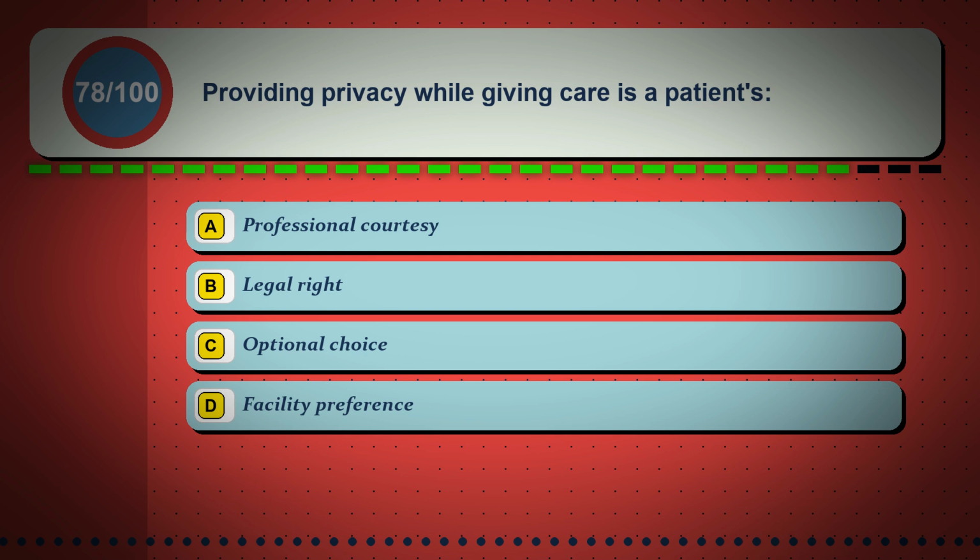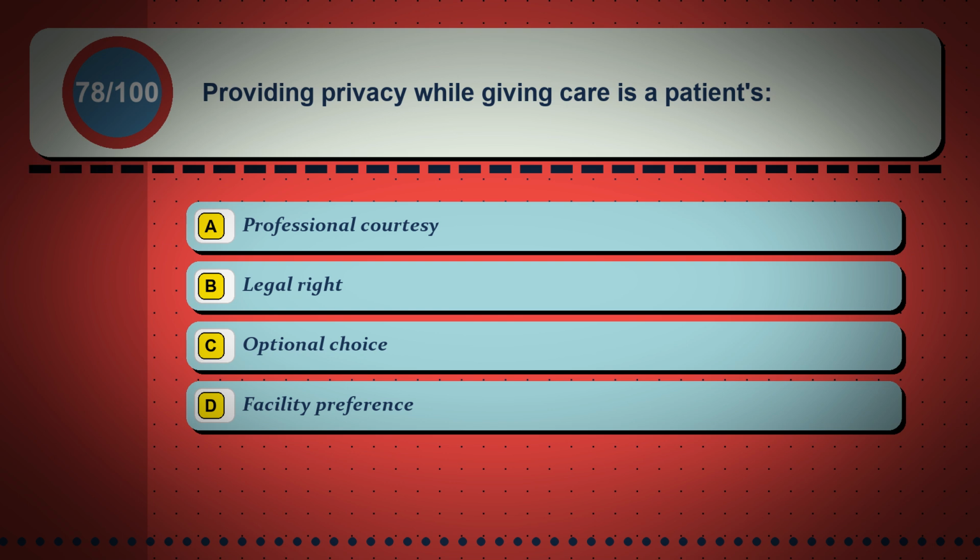Question 78. Providing privacy while giving care is a patient's: Option A, professional courtesy. Option B, legal right. Option C, optional choice. Option D, a facility preference.